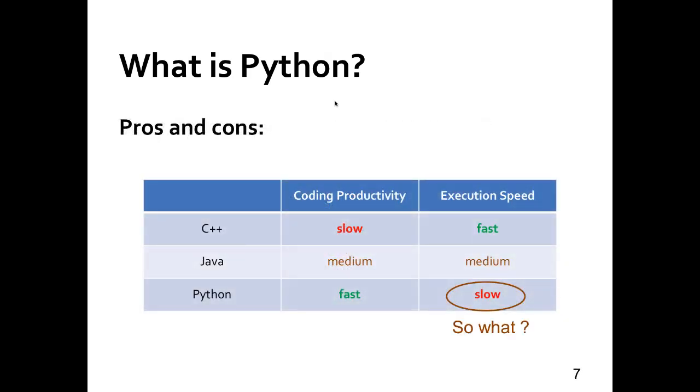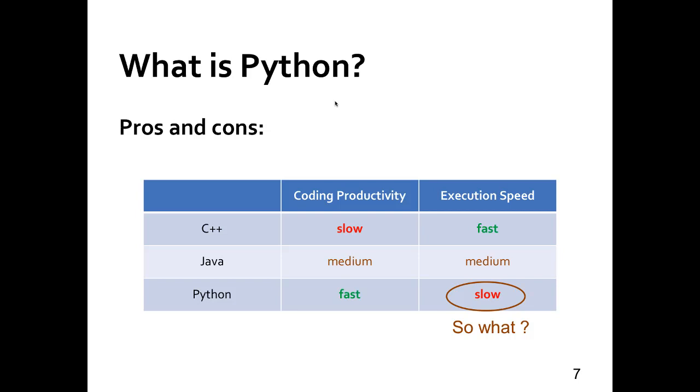So here are the pros and cons of the three important languages. If you consider C++, it is really very low level to the hardware. If you look at high performance computing libraries, most of them are in C++. Execution speed is fast. Java is kind of in the middle because it runs on the Java virtual machine, but still very fast. And Python is really slow. So execution speed is slow.